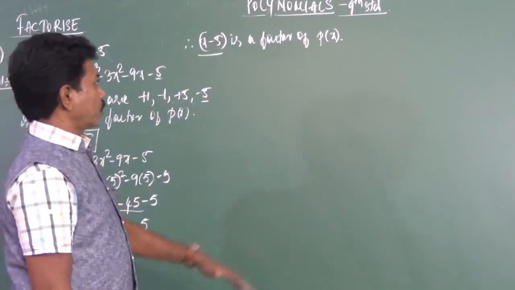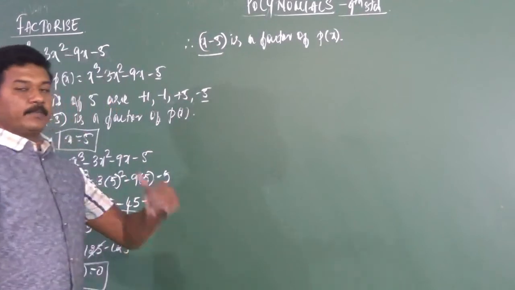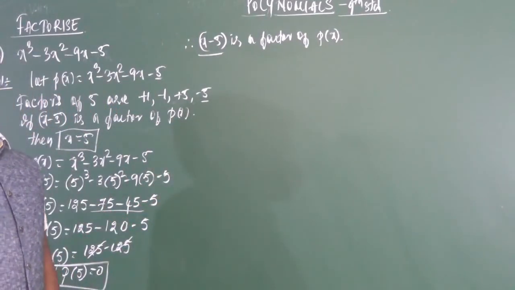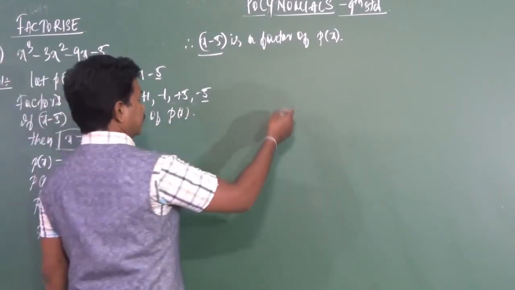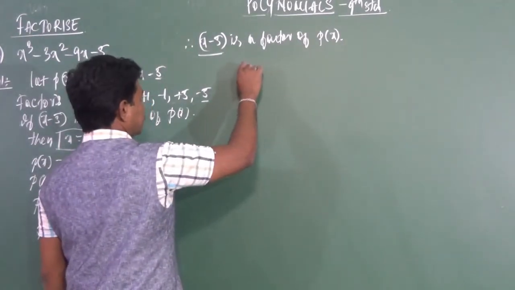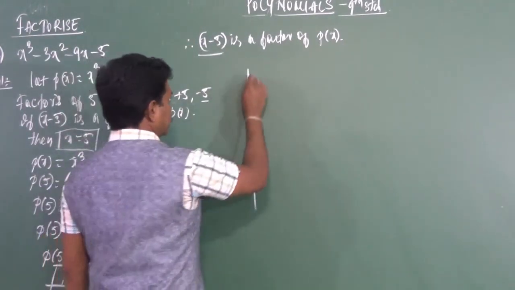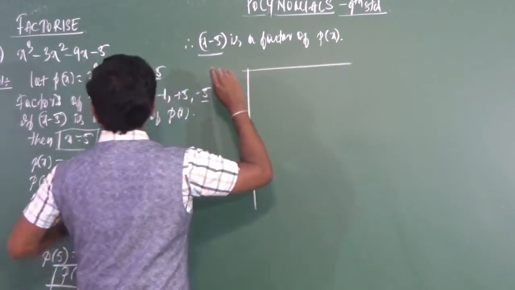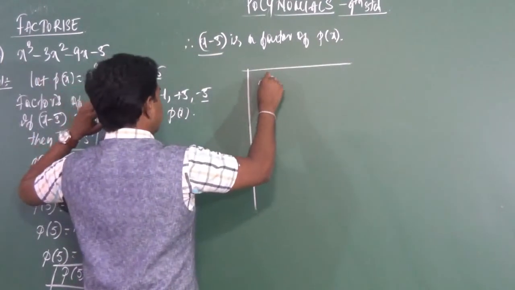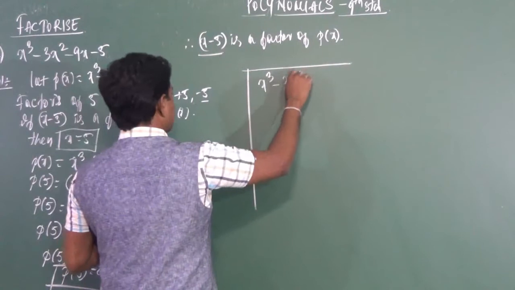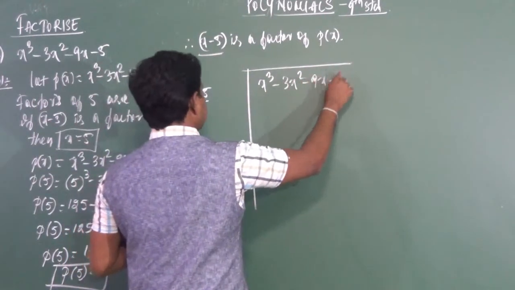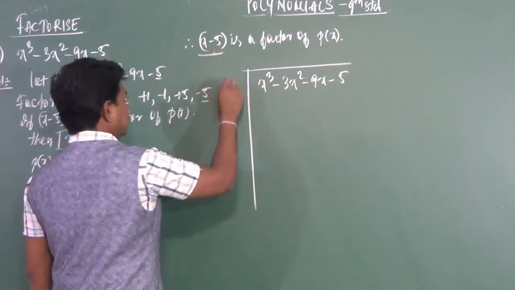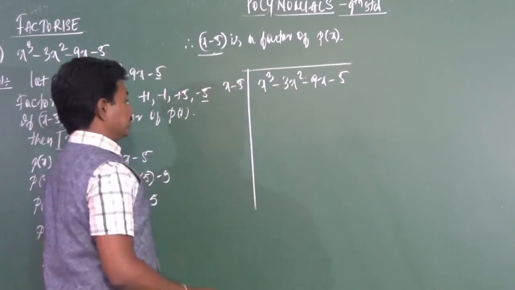So we will check out the quotient. In that quotient we have the remaining two factors, right? We will get that quotient by the long division method. So we will take p of x, that is x cube minus 3x square minus 9x minus 5, and divide by the linear factor x minus 5.